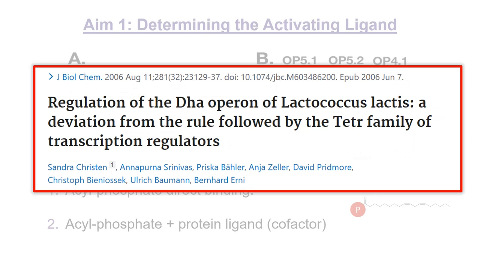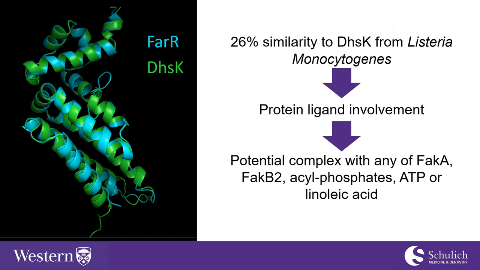This is similar to another activating TetR family regulator called DhaS from Lactococcus lactis that requires the DhaQ protein ligand to activate the dihydroxyacetone operon. We then performed a homology search in the NCBI database, and it returned a 26% identity to the structure of the dihydroxyacetone kinase regulator DhaS from Listeria monocytogenes. The PDB file of DhaS was then used as a template to predict the structure of FarR using Modeller 9.25.